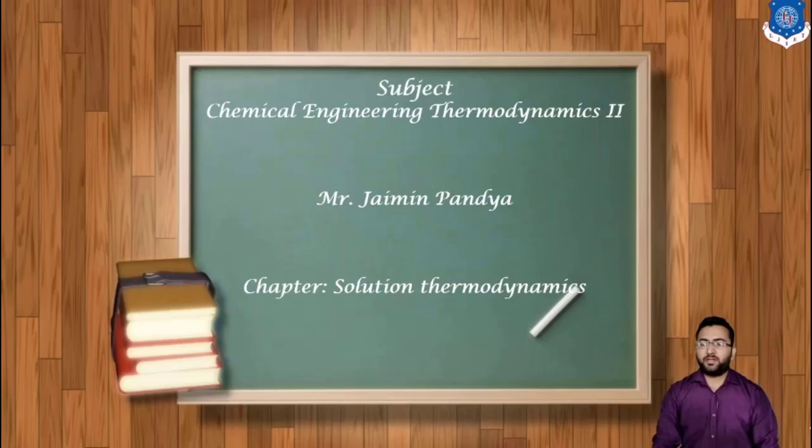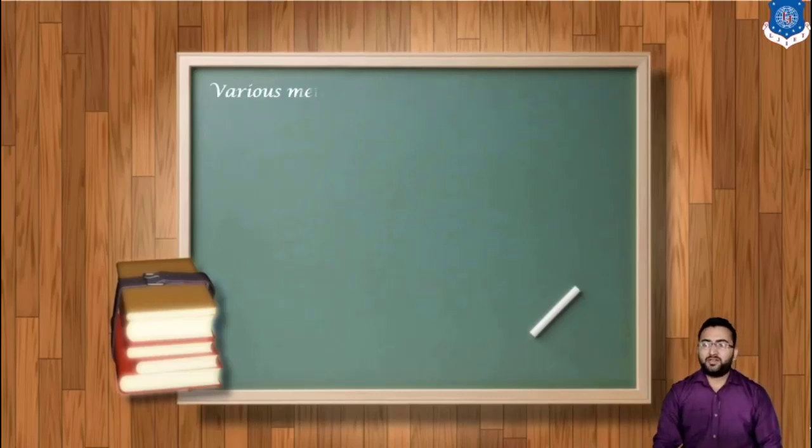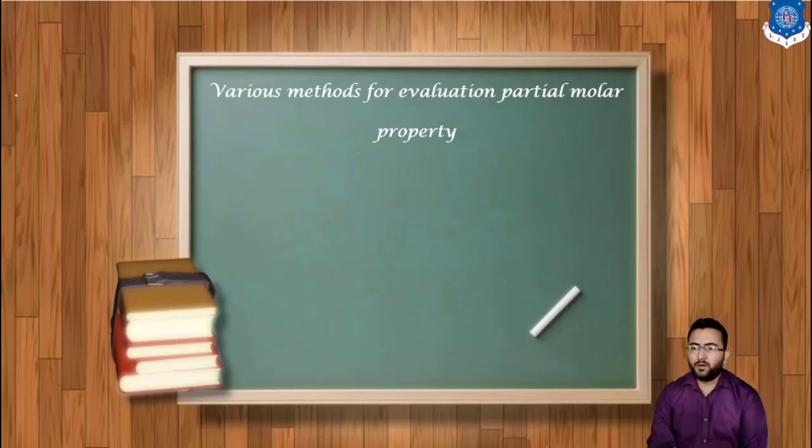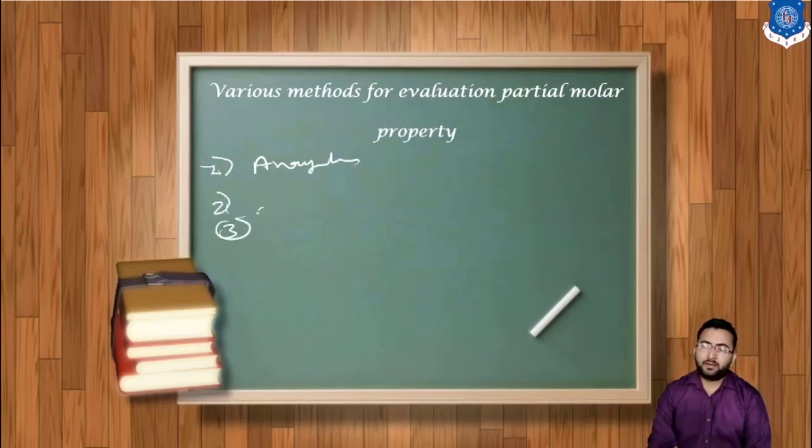So let's continue with chapter number 2, which is solution thermodynamics. In this lecture, we are going to discuss various methods for evaluation of partial molar property. There are mainly three methods: one is an analytical method, and the other two are graphical methods. So let's start with the analytical method.